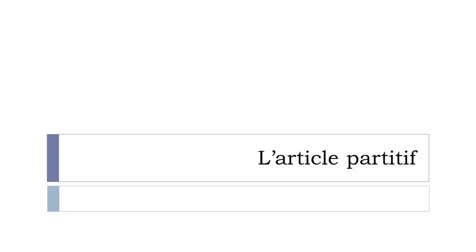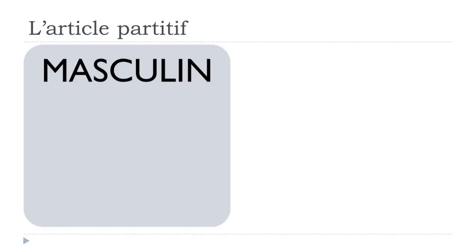L'article partitif. So what's l'article partitif? Well, basically it's when you want to say that you want some sugar, for instance, so you don't want to specify the quantity, you just want to say that you want some, but you don't want to say 1, 2, 3. Then as usual we will have the difference between the masculine form and the feminine form.